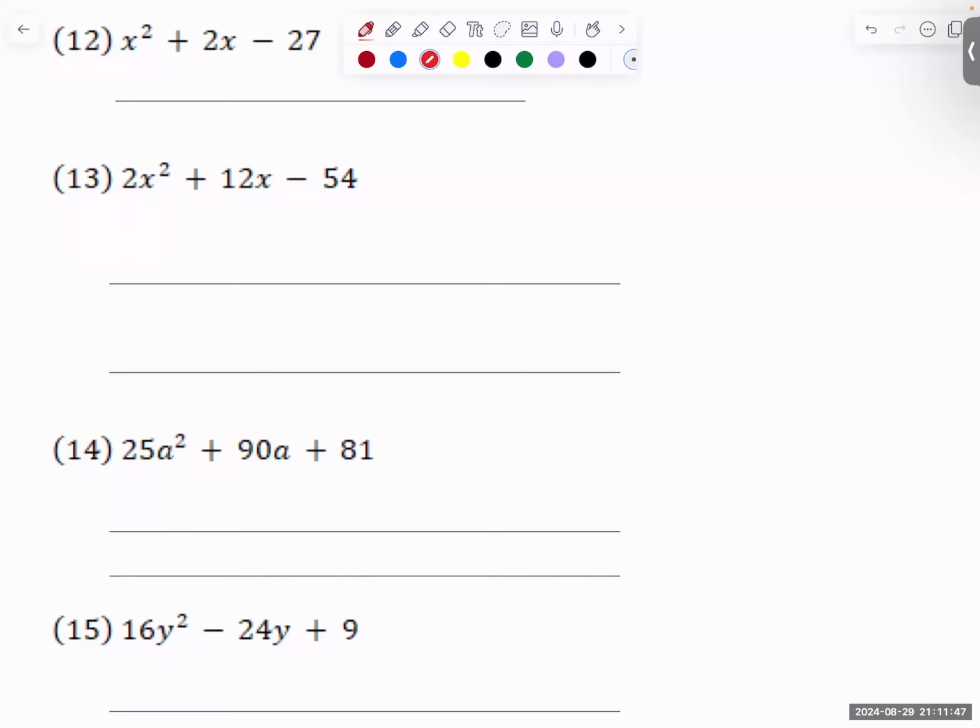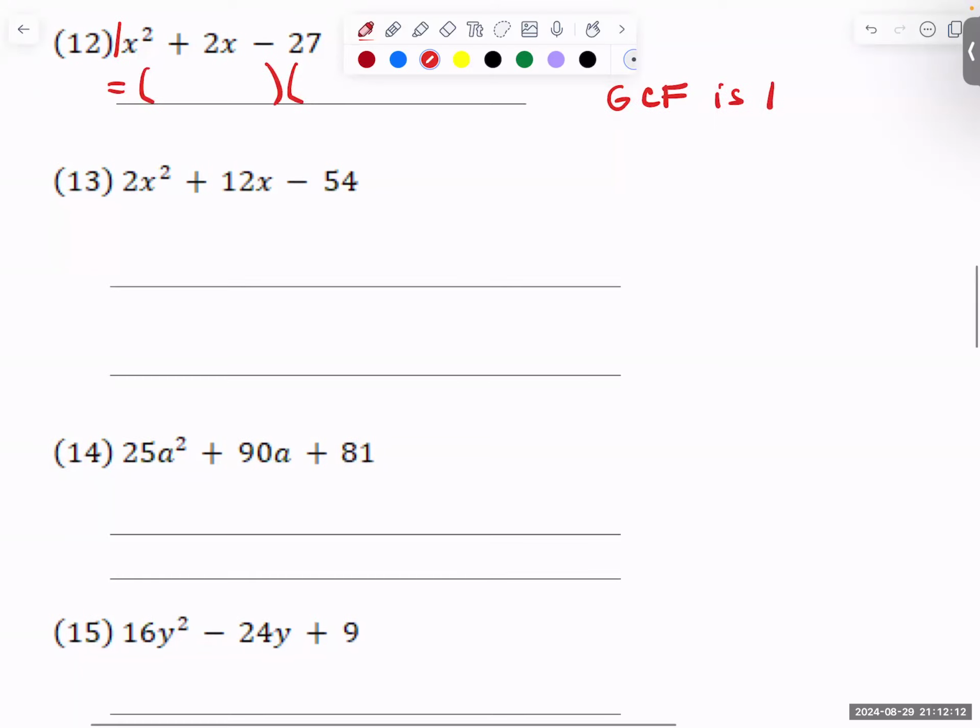Number 12, factor the second degree trinomial 1x squared plus 2x minus 27, starting with the greatest common factor, which is 1. Since it's a second degree trinomial, we try to factor it as a product of two binomials.